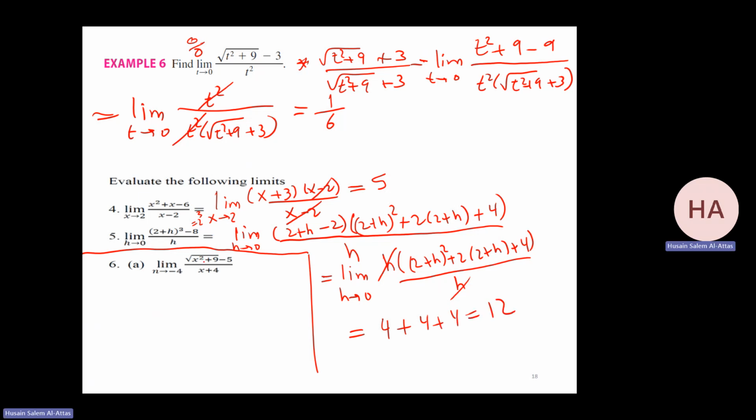Okay, this one will be what? Yeah, I need to rationalize. And by the way, if we substitute in all of these ones at 2, you have 4 plus 2 minus 6, 0 over 0. The same thing here. 8 minus 8, 0 over 0. Here, as x goes to minus 4, you have 5 minus 5, 0 over 0. Okay, so just rationalize it.